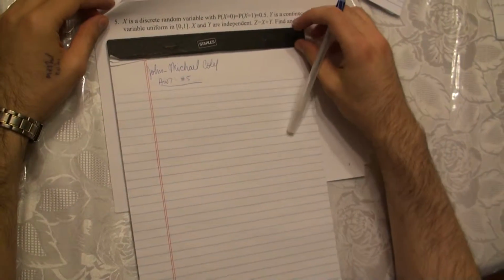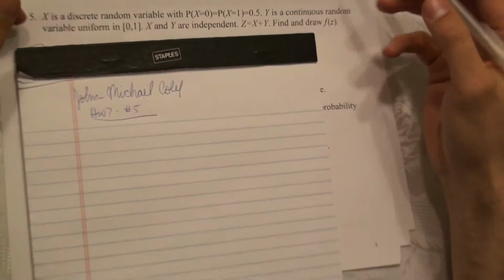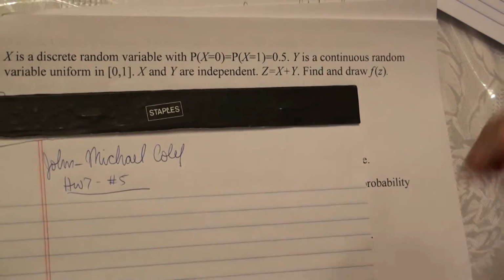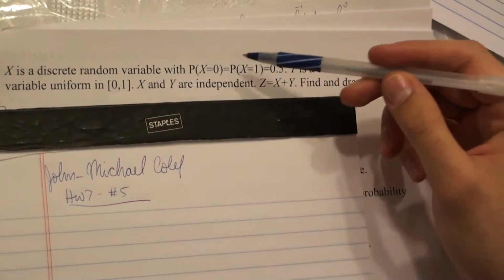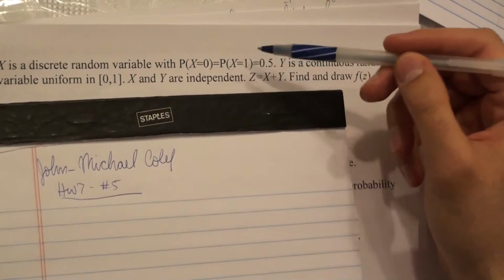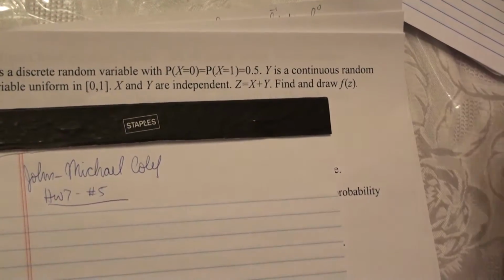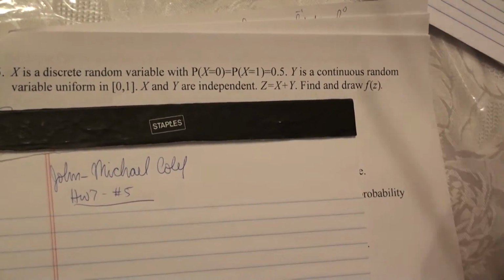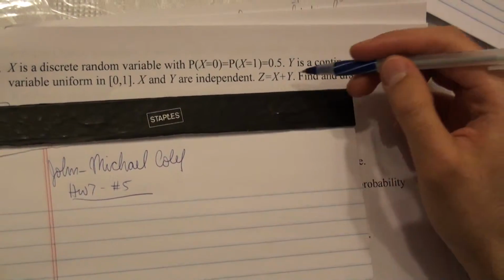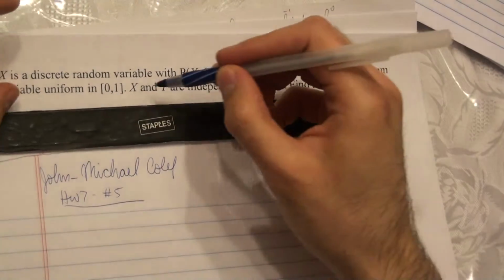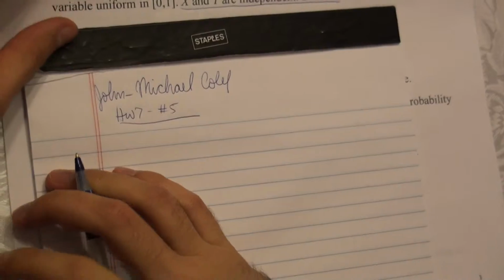Okay, homework 7, number 5. So question 5 asks us to find f of z given that x is a discrete random variable with probability x equals 0, which equals probability of x equals 1, which equals 0.5, and y being a continuous random variable uniform in this interval. They also tell us that x and y are independent and that z equals x plus y. So this information right here is probably one of the most important pieces of information.